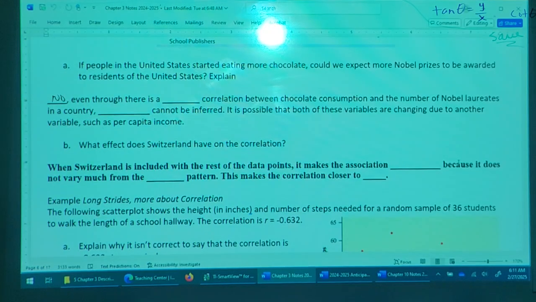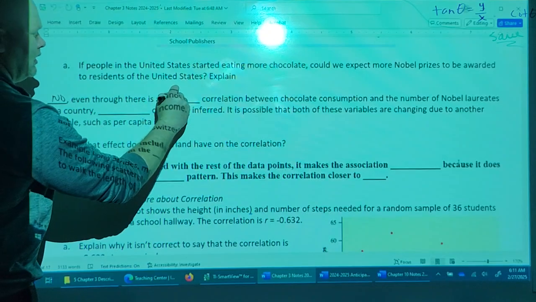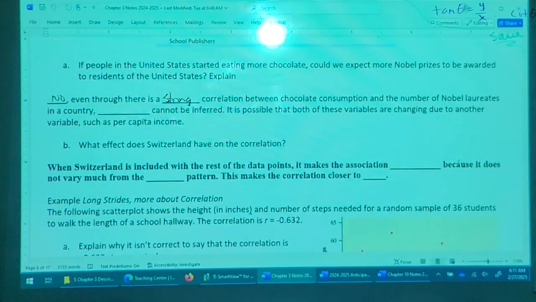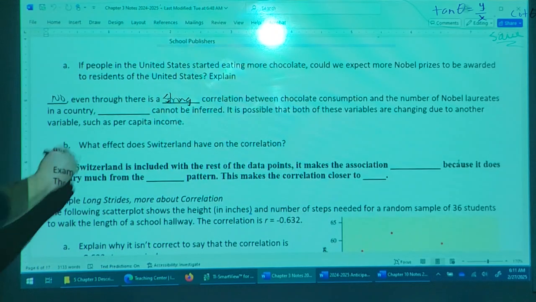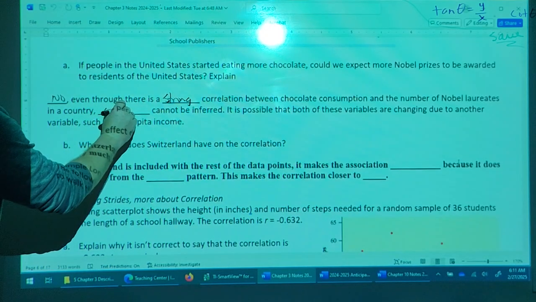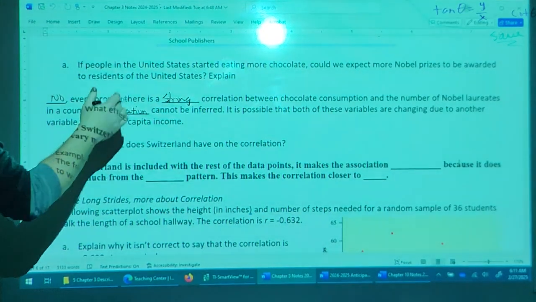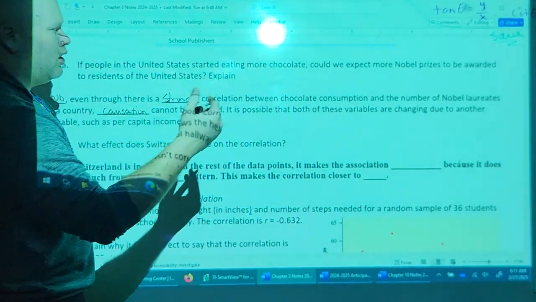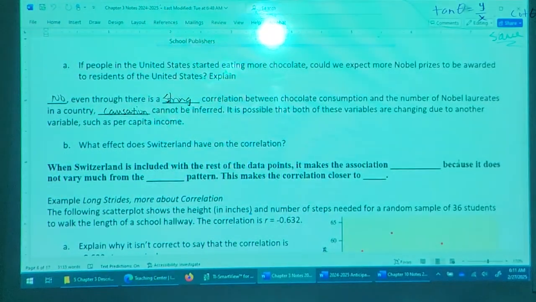So no, even though there is a strong correlation between chocolate consumption and the number of Nobel laureates in a country, causation could not be inferred. We cannot say that if we eat more chocolate, that's going to cause more Nobel Prizes.